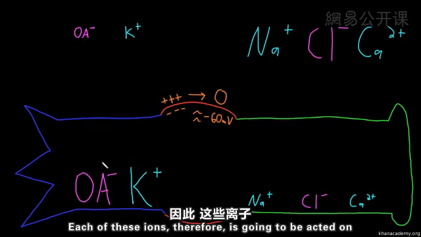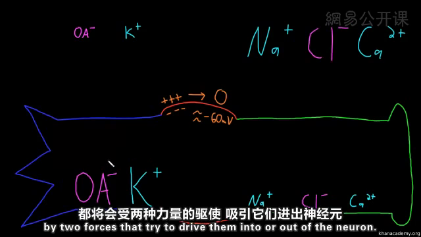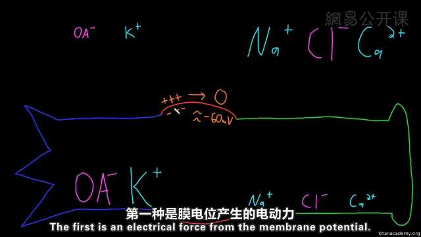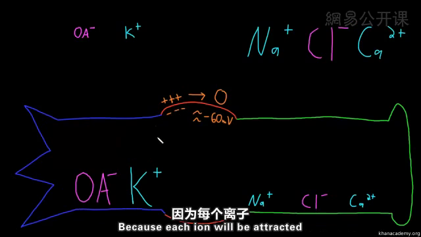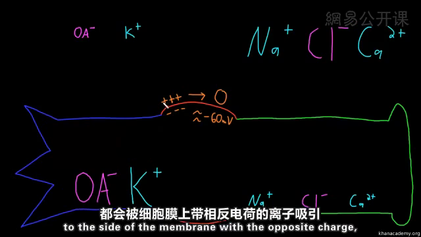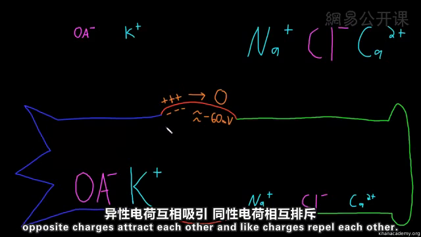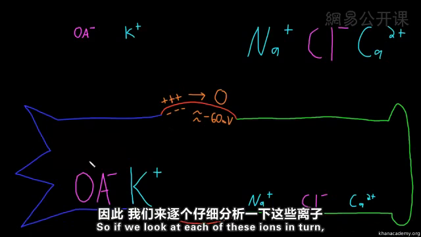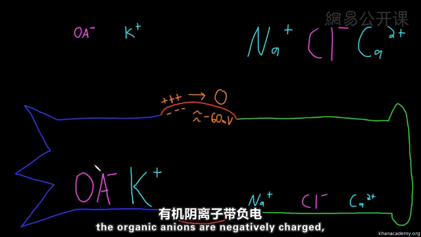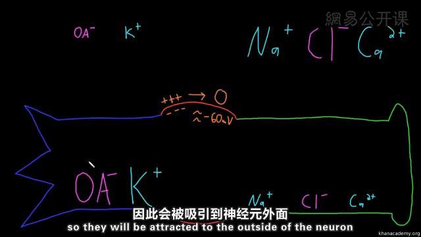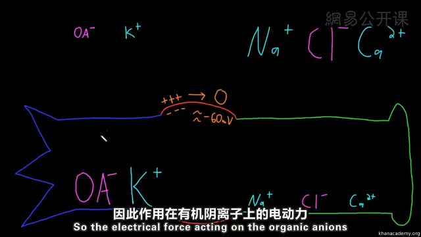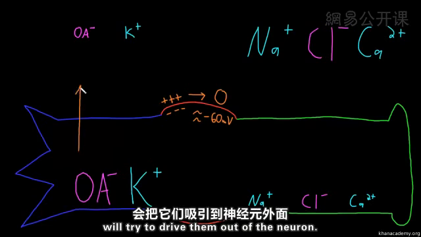Each of these ions, therefore, is going to be acted on by two forces that try to drive them into or out of the neuron. The first is an electrical force from the membrane potential, because each ion will be attracted to the side of the membrane with the opposite charge. Opposite charges attract each other, and like charges repel each other. So if we look at each of these ions in turn, the organic anions are negatively charged, so they will be attracted to the outside of the neuron, where there are more positive charges. So the electrical force acting on the organic anions will try to drive them out of the neuron.